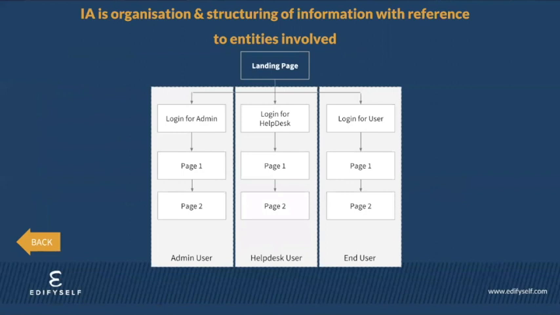So you're basically kind of deciding the placements of the information in your product, the organization and structuring of your information in your product. So say, for example, let's take again an example of the intranet. So your intranet may have three different users: the admin user, a help desk user, and an end user. So all of these three people will see the landing page. From the landing page, they will have different logins, and then the pages that they'll see will also be different. So you're defining the structuring and organization of the information through your website.